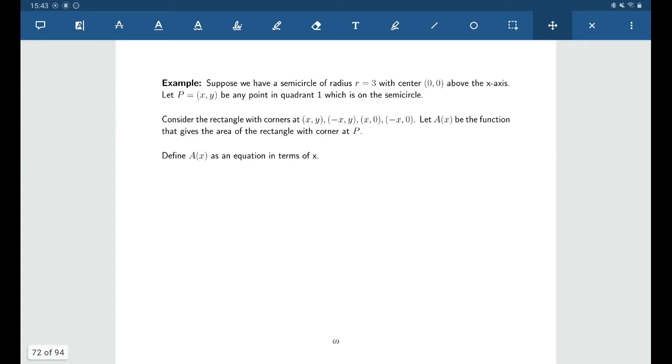All right, let's do another one. Here we've got a semicircle of radius 3 with center 0, 0, and it's above the x-axis. So I'm just going to do a little bit of drawing here for a second.